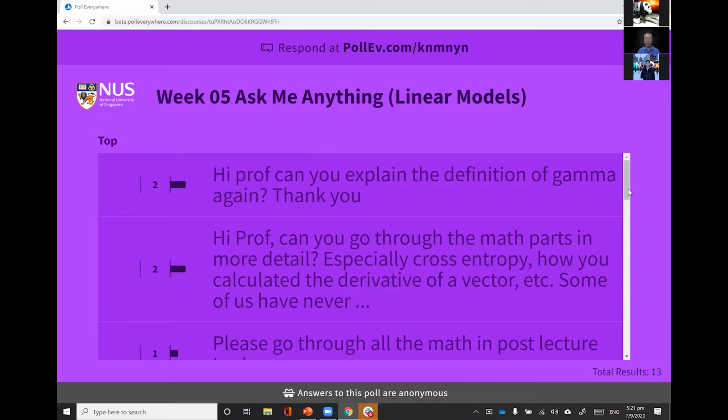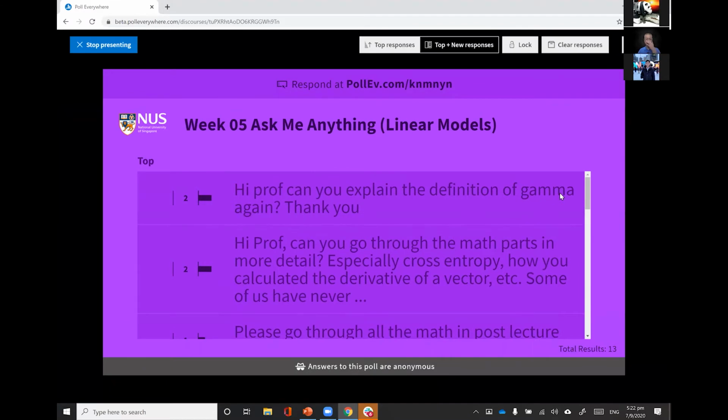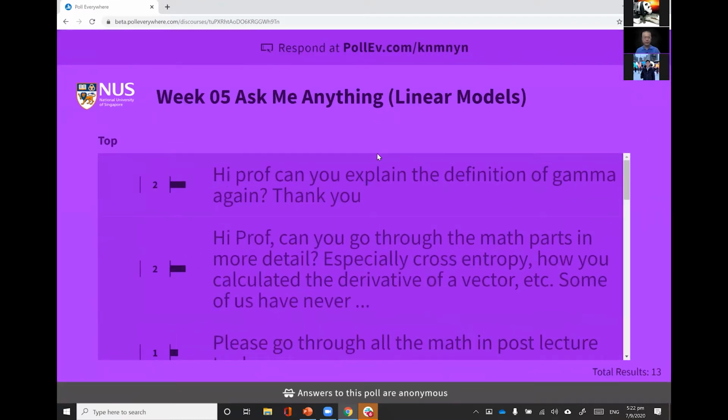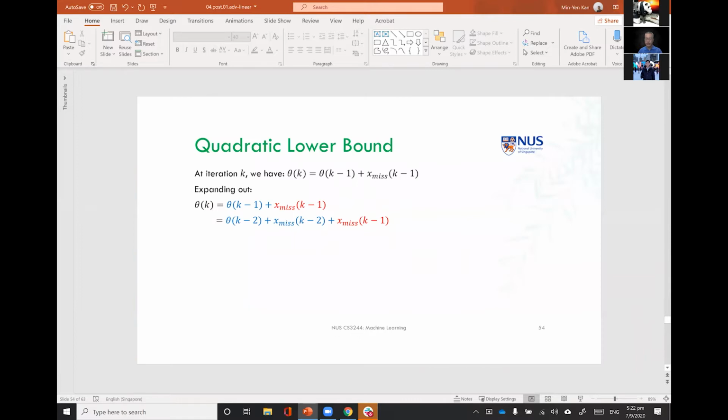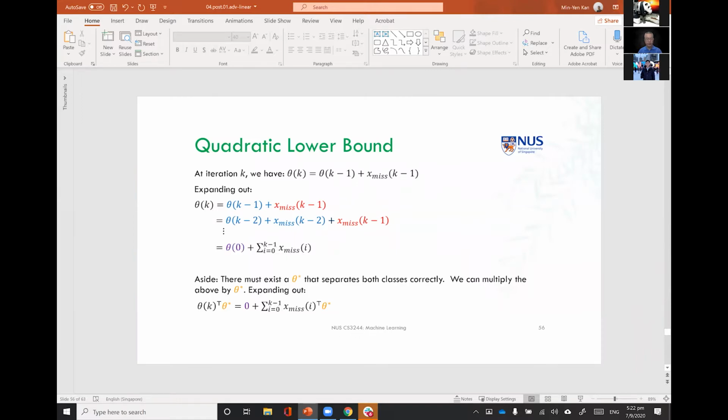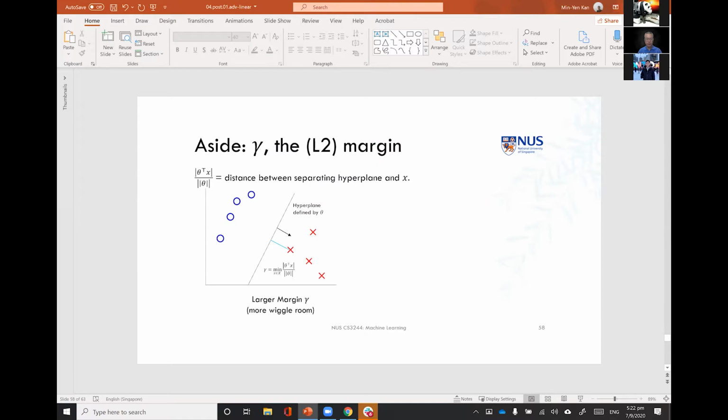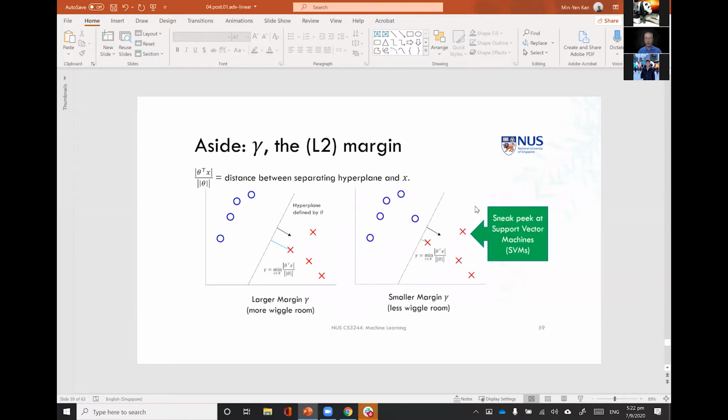Okay, can I explain the definition of gamma? Okay, so let's try to find gamma. I think this was in the earlier part, on the proof, right? Okay, here, right? Is this the one that you're talking about?